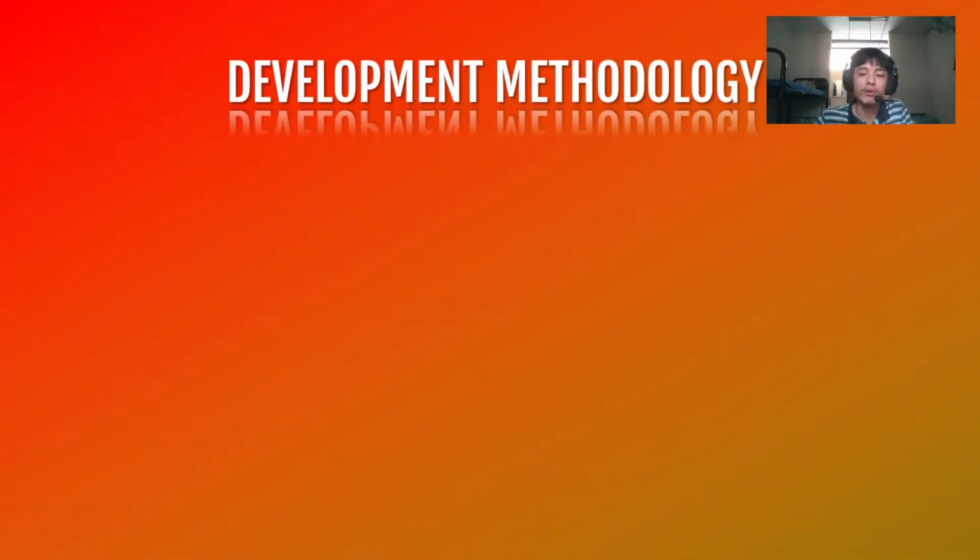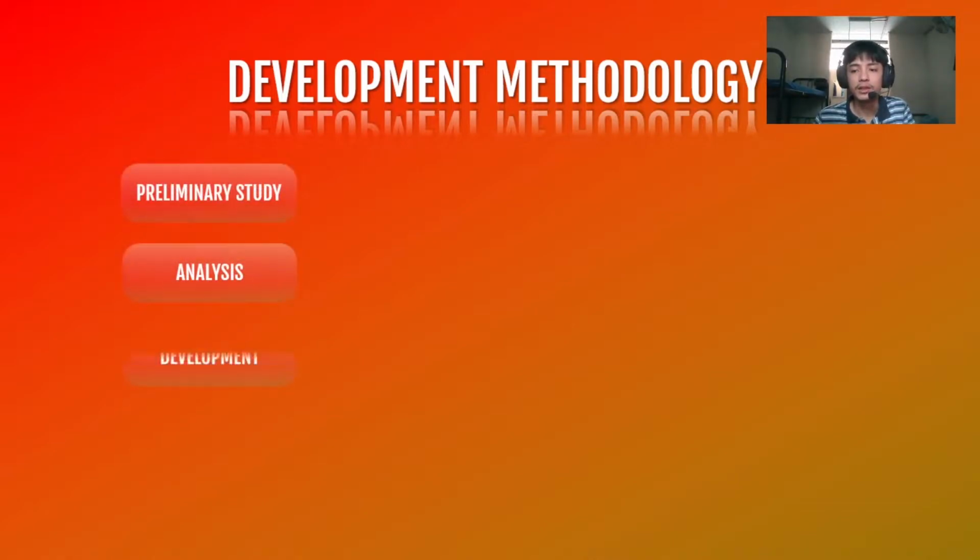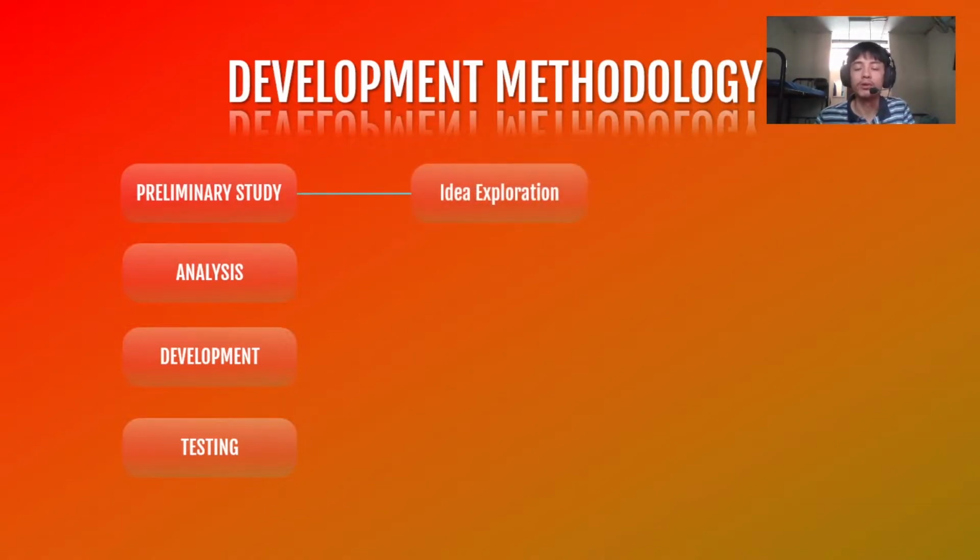As discussed before, the development methodology will involve four phases: preliminary study, analysis, development, and also testing. In the first phase, it explored the topic about students' issues in online learning. The proposal's objective, problem, scope, and literature review have been identified. Therefore, Chapter 1 and Chapter 2 of the proposal are completed.